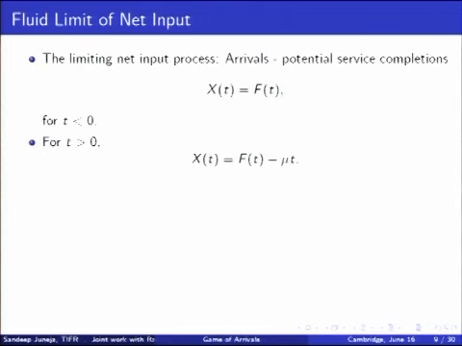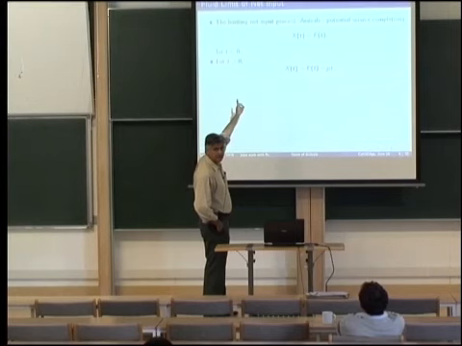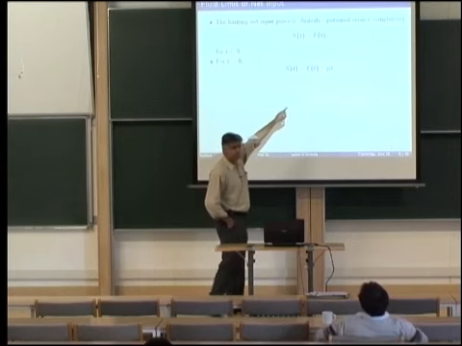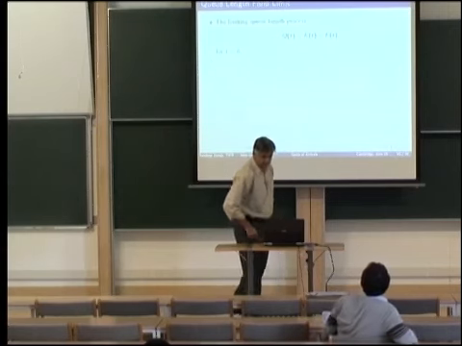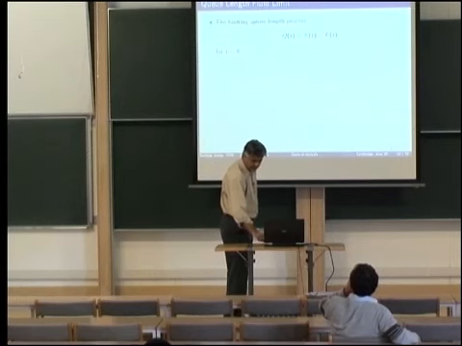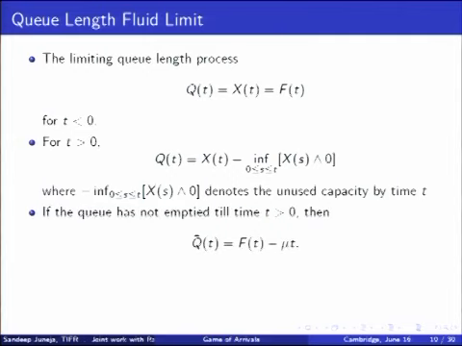So when you do this, then the net input process x of t, which is arrivals minus potential service completions, in the fluid model is f of t for t less than 0 because there's no service till that time. And when t is positive, then it's f of t minus mu t. So then the queue length becomes equal to the net input process for t less than 0. And it's just the deflected input process for t greater than 0. So all this is well known. I have a picture.